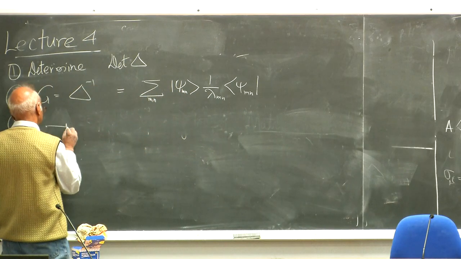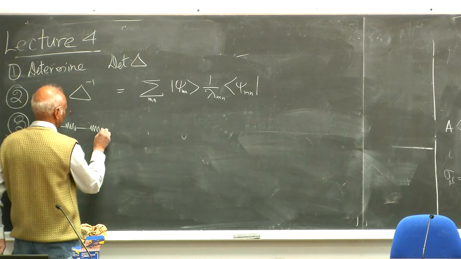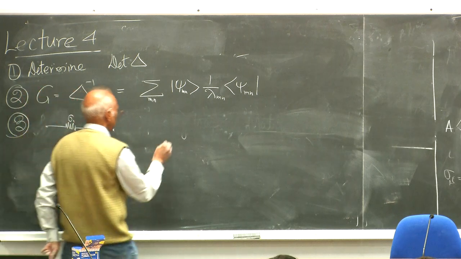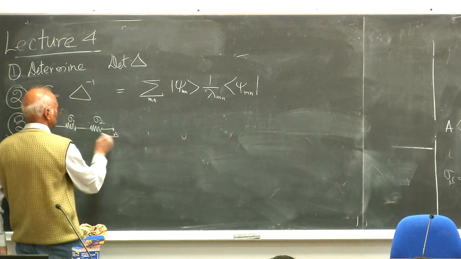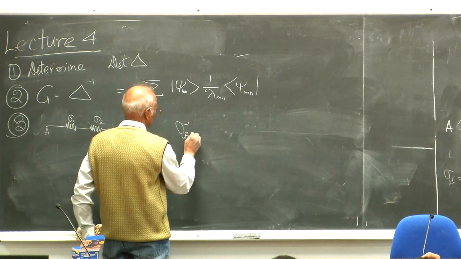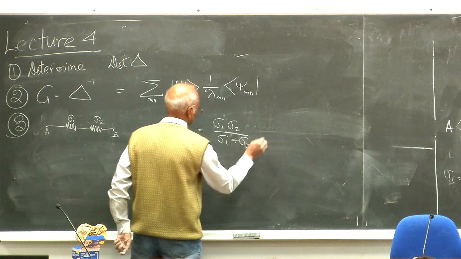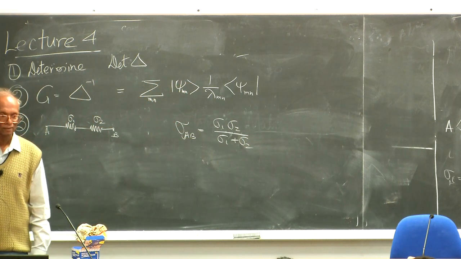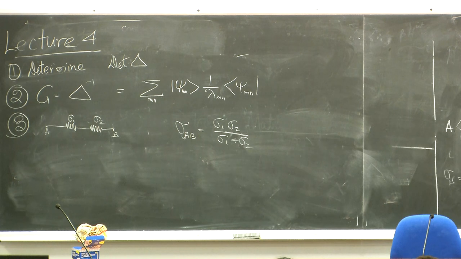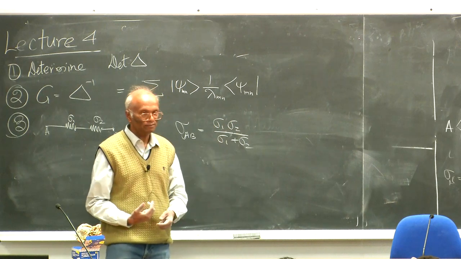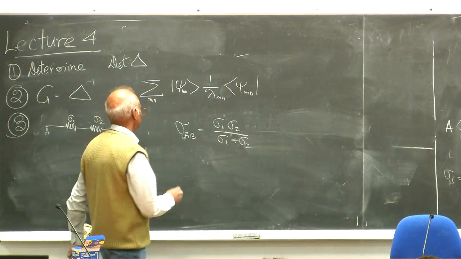I remember this graph. Okay, so this is sigma 1, this is sigma 2, this is A, this is B. Sigma AB is equal to sigma 1 sigma 2 over sigma 1 plus sigma 2. That should be familiar. It's called the series combination of resistances. It looks a little less familiar because of the sigmas, but that is the way it is written.